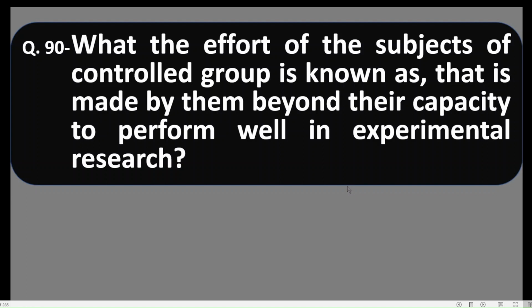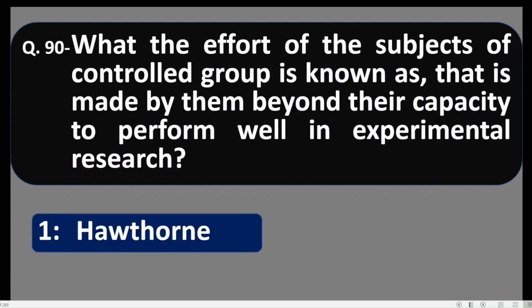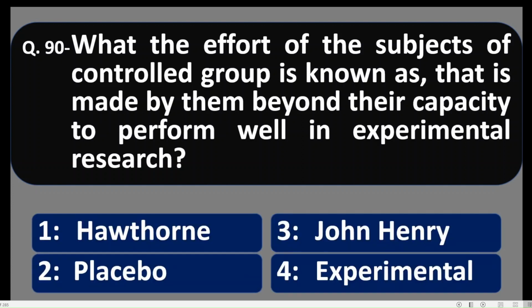Question number 90. What the effort of the subjects of control group is known as, that is made by them beyond their capacity to perform well in experimental research. Here the subjects of control group are performing well beyond their capacity. They try to make the effort that is beyond their capacity. What this effect is known? Friends, let us see the option: Hawthorne effect, placebo effect, John Henry effect, and experimental effect.